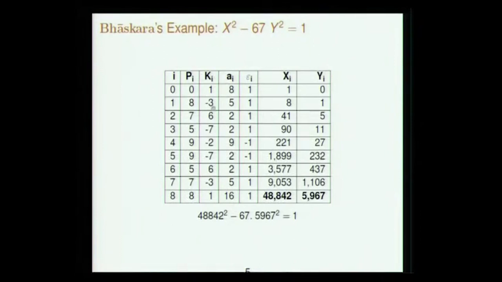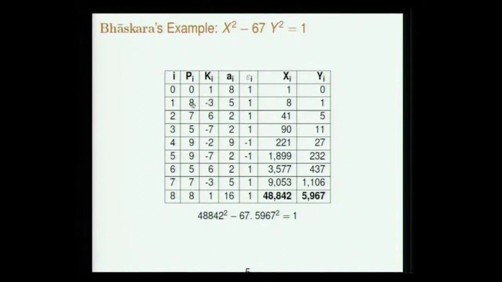So, to recollect, take x squared minus 67 y squared is equal to 1. Here the initial step is x is 1, y is 0, p is 0, k is 1. Next step, p_i plus p_{i+1} is divisible by k_i and p_{i+1} squared is closest to 67. Then we have to choose this to be 8. Then 8 squared minus 67 divided by 1 will be minus 3. So the next step p and k will be 8 and minus 3. And if you use the formula I gave you, x and y will turn out to be 8 and 1. This of course is the trivial thing: 8 squared minus 67 into 1 squared is minus 3.